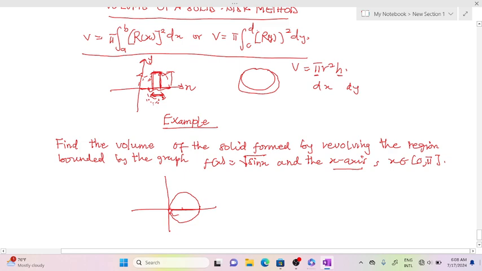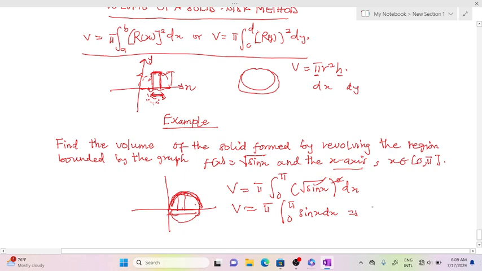Now when I simplify this, I'll simply have the integral from 0 to pi. The square root of sine x, when I square it, the square root cancels out, and I'm going to have sine x. If I integrate sine x, I'm going to get negative cos x. So I'll have pi out, negative cos x, then I'll introduce my limit 0 to pi.